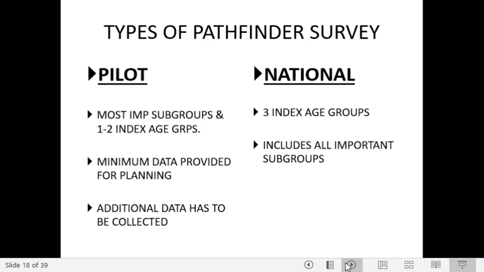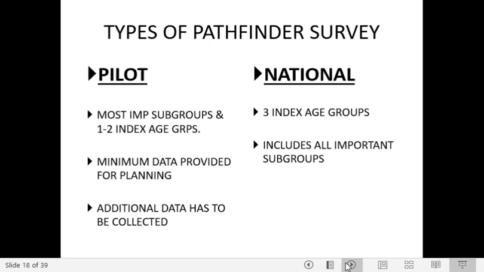Before any survey is carried out, a pilot survey is carried out to find out if the survey which we are going to carry out at a national level in a huge way is going to help us in getting the correct information. So only the most important one or two index age groups are covered. Minimum data is provided for planning. If required, additional data also can be collected in the pilot survey.